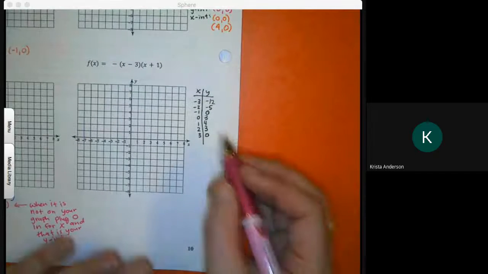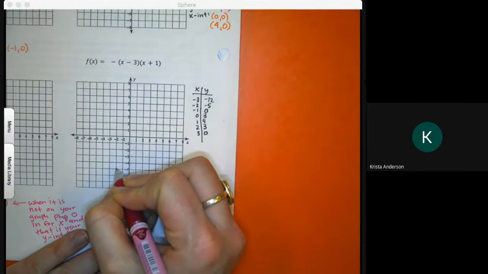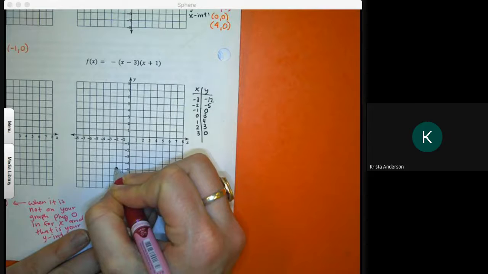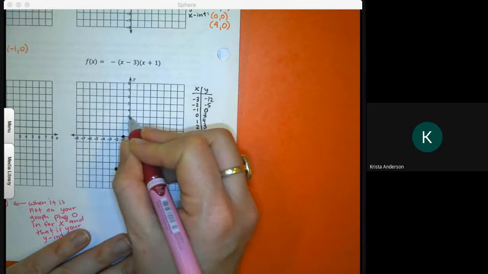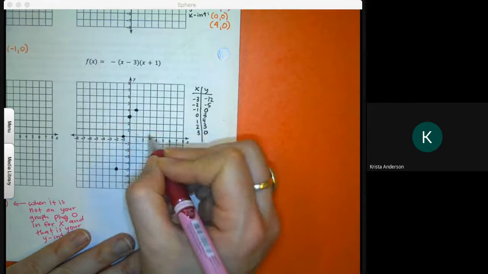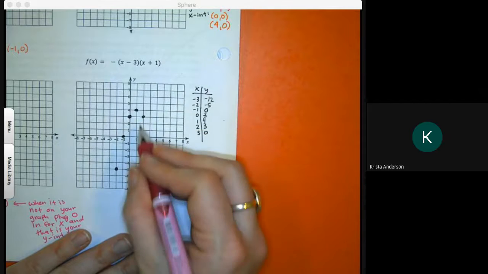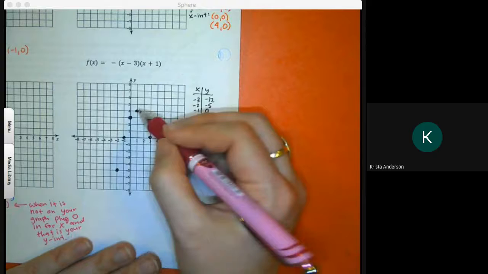When I graph it, -2 is down 5. -1's at 0. 0's up 3. 1 is up 4. 2 is up 3. And then I can match the rest if I want to.